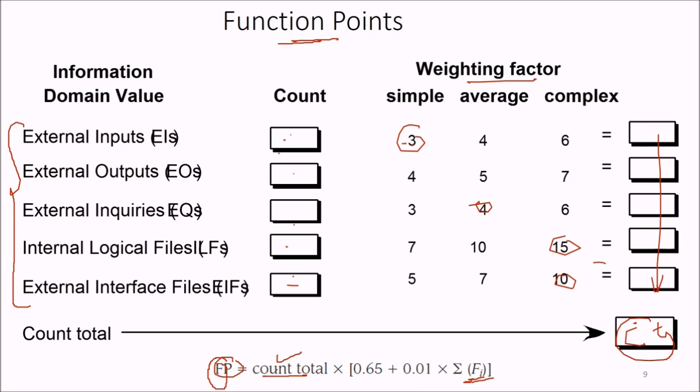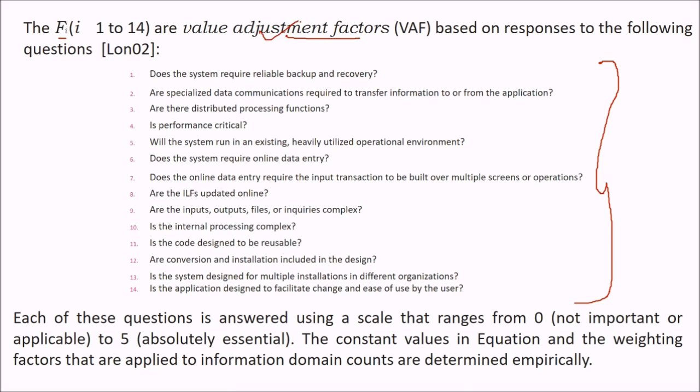So what is Fi? It is sigma Fi. The count total is known to us, so now we can find the function point. Sigma Fi are the value adjustment factors, or VAF. That means we need to answer these questions, and each of these questions is answered using a scale ranging from 0 to 5. 0 means not important, and 5 means absolutely essential. The constant values in the equation, as you saw, and the weighting factors applied to information domain counts are determined empirically. So we just have to use the formula because everything is empirical.